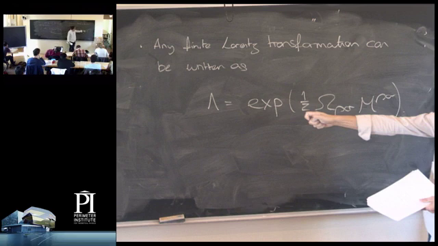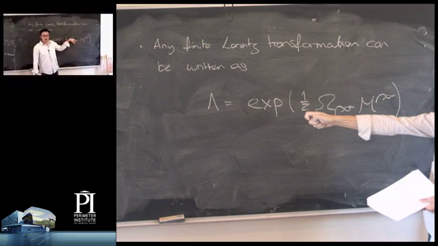So again, what are these? These are 6 numbers that tell me exactly what Lorentz transformation I'm doing. They're the numbers that say, I'm rotating by 30 degrees, or I'm running at 100 miles an hour in this direction. And these are the 6 matrices that are implementing that.